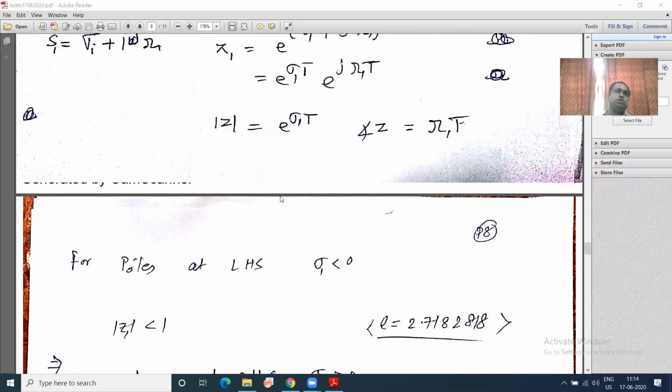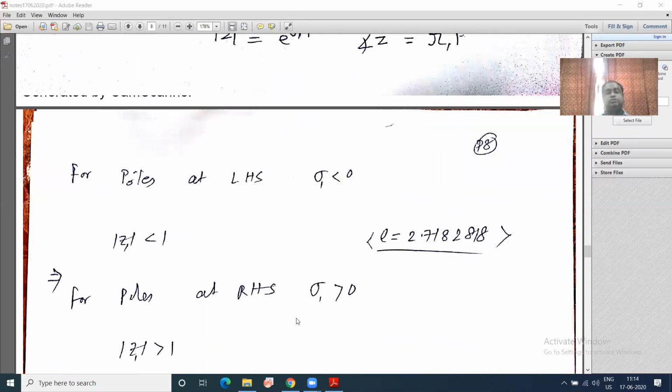I showed you that when poles are within the unit circle, then in the digital or Z domain it will be a stable system. If the poles are lying outside the unit circle, it will be an unstable system. That we have discussed. Now, let us consider another case where poles are in the right half of the S plane. In such a case, sigma_1 is greater than 0. Agreed? If sigma_1 is greater than 0, then what will be the value of Z_1?